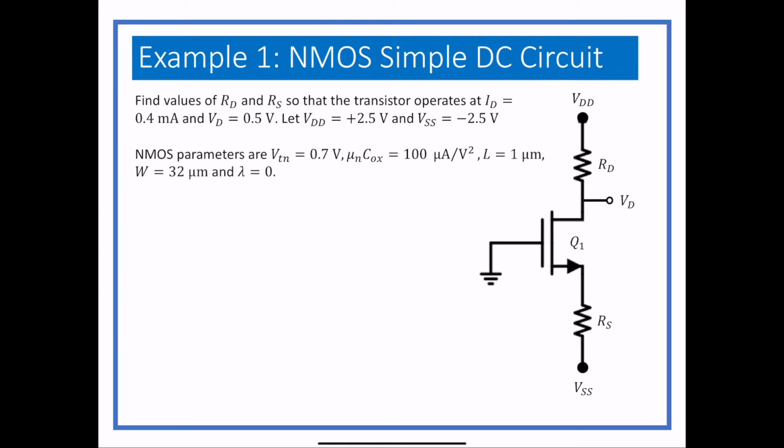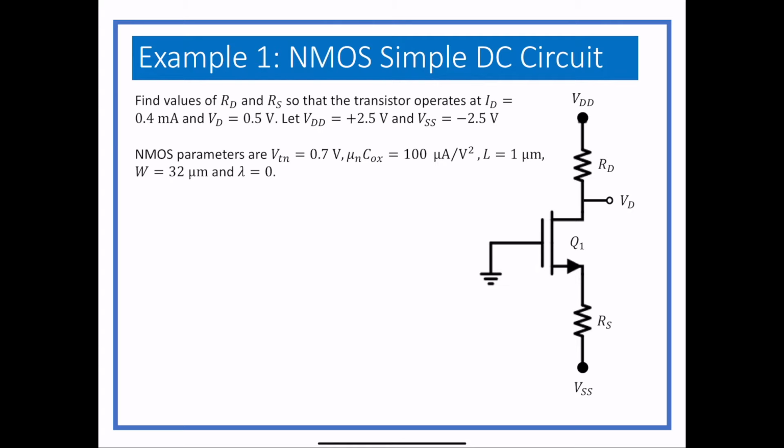So this is actually probably the simplest MOSFET DC circuit you can make. And it's totally impractical because it has two voltage sources and you would probably never actually do that. But for today, it's good. The parameters are given, so you've got the threshold voltage, the mobility times the capacitance is 100 microamps per volt squared, the length is 1 micrometer, the width is 32 micrometers, and lambda equals 0, just to make sure that you don't forget.